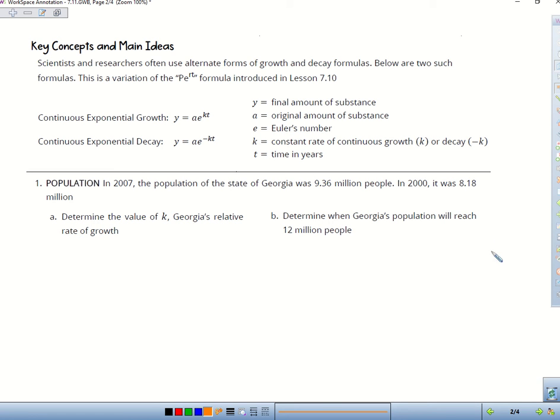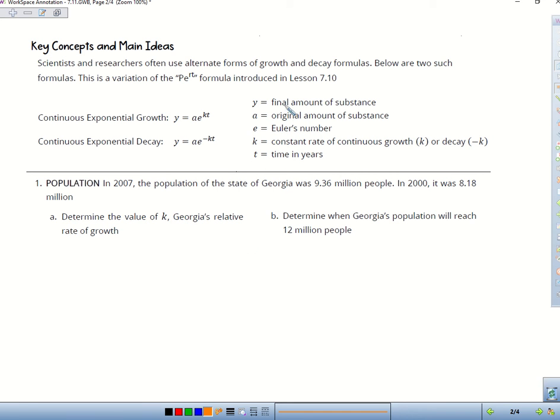All right, so looking at the first question, it says in 2007, the population of the state of Georgia was 9.36 million people. In 2000, it was 8.18 million. Determine the value of k and Georgia's relative rate of growth.